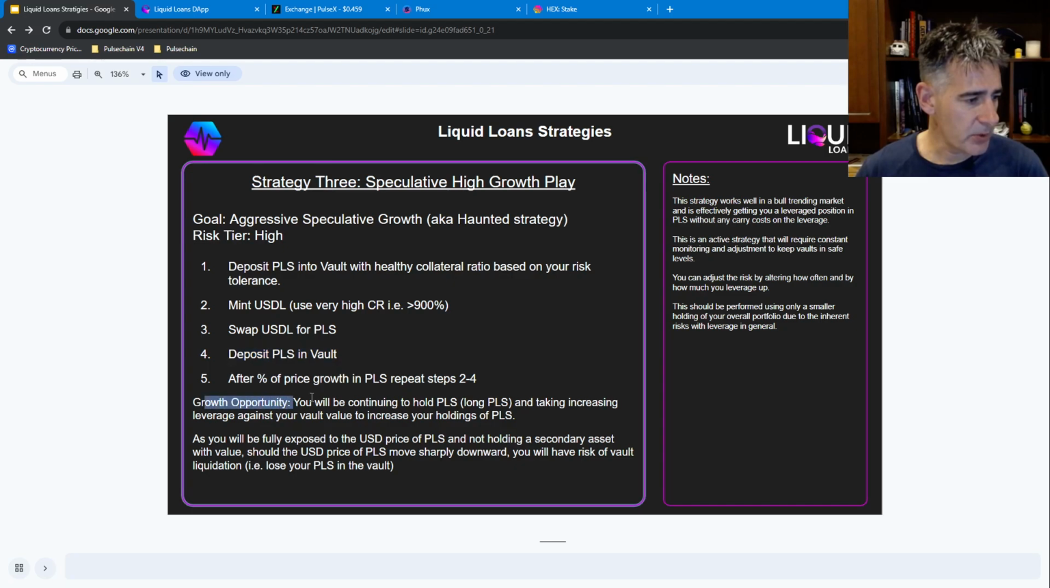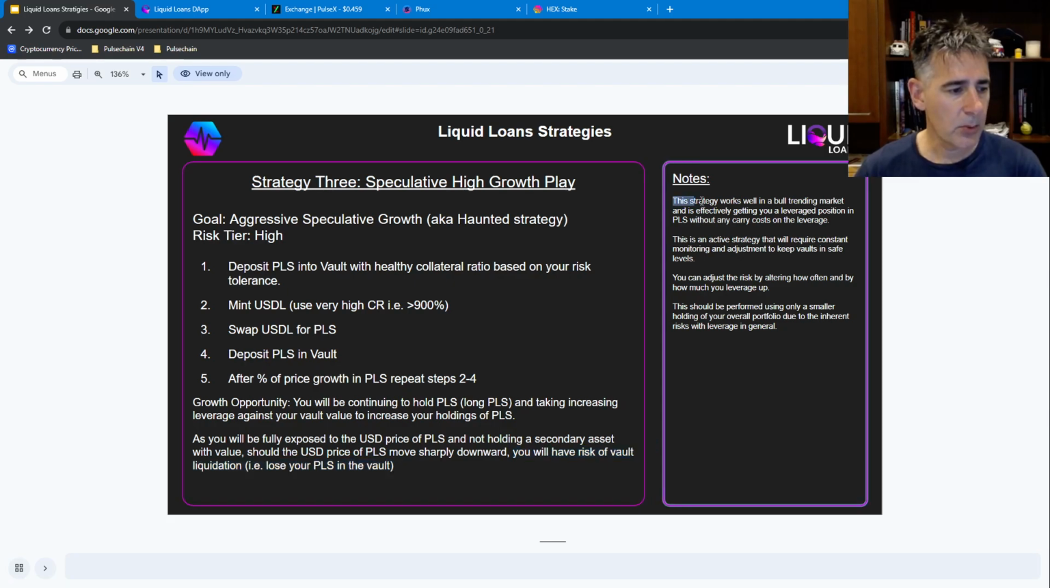So we've said it's a growth opportunity, so we'll be continuing to hold Pulse. So we're very long Pulse in this instance. We're actually building in some leverage, so we're extremely long Pulse. You'll be fully exposed to the USD price movements of Pulse. I think we've covered that to the point where if you take too much risk, you can lose the Pulse in your vault. So it definitely works well in a bull trending market, and if you build in enough collateral ratio, you can withstand some dips along the way.